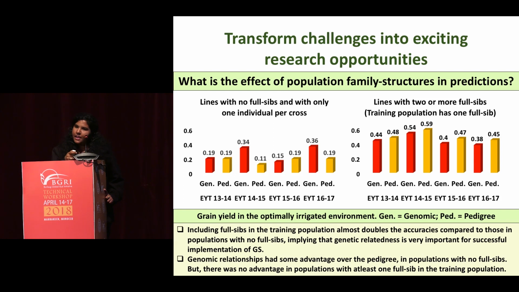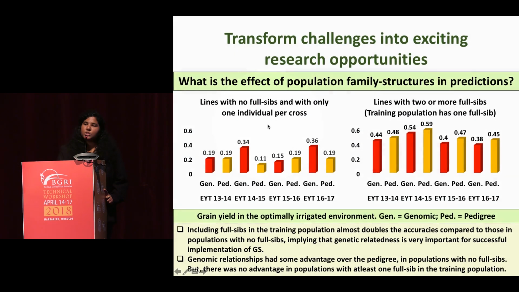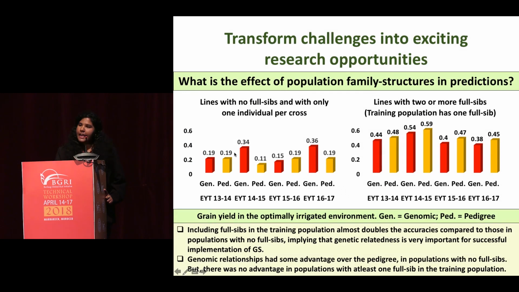There's another interesting thing that we observe in our nurseries, as Hans also mentioned: CIMMYT pedigrees are really excellent in predicting line performance. So we wanted to look at what happens if you have different family structures in populations. The figure on the left shows lines which have no full sibs in the population, just one individual per cross. I've compared the accuracies using genomic prediction, in red, and pedigree-based predictions. You can see clearly that genomic predictions give slightly higher accuracies than pedigree-based predictions, especially when you're dealing with lines that might not be highly related to each other.